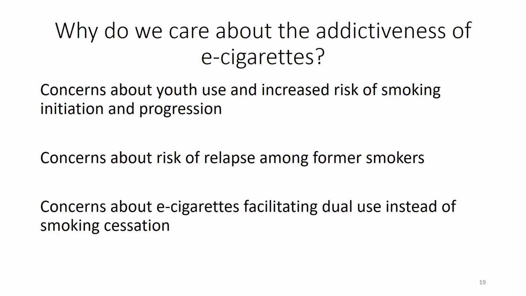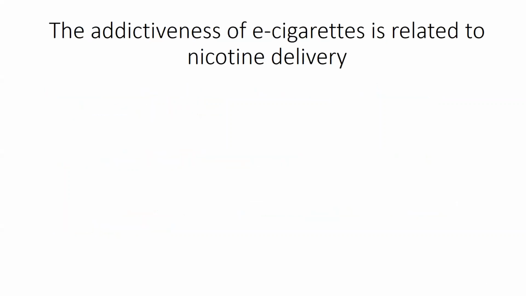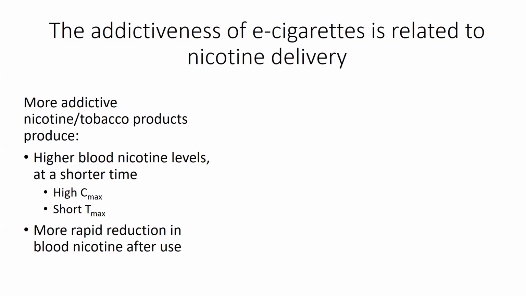And then there are concerns about e-cigarettes facilitating dual use instead of smoking cessation. A lot of persons who use electronic cigarettes are dual users, so they might keep smoking while they're using electronic cigarettes. So there is a concern that e-cigarettes might facilitate continued use of cigarettes even while people use electronic cigarettes. Now, the addictiveness of e-cigarettes is really related to nicotine delivery. Although flavors might play a role, the main addictive component is nicotine.